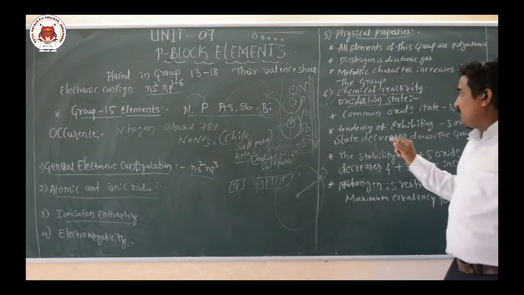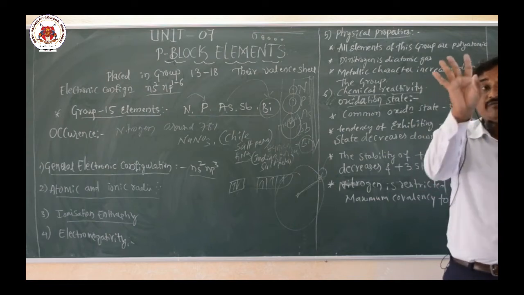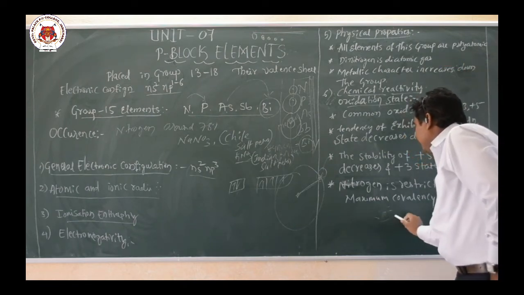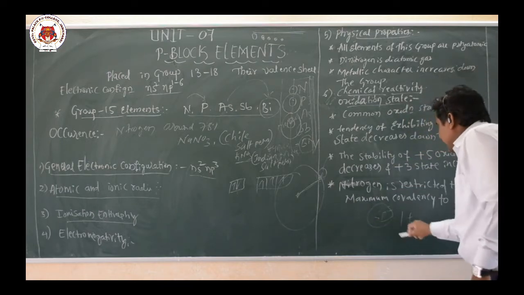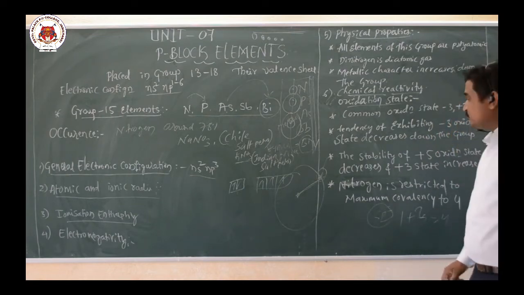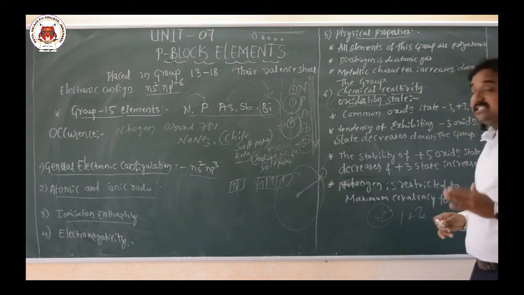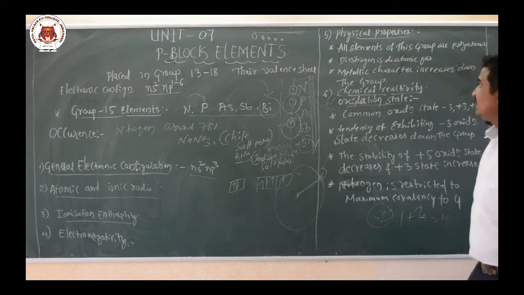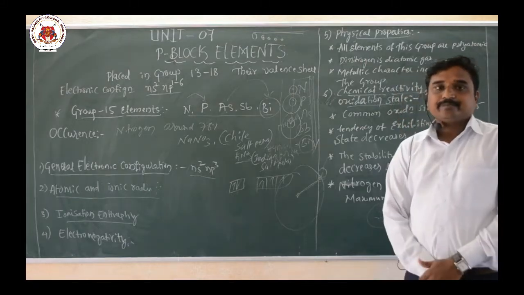One more thing: nitrogen is restricted to a maximum covalency of 4, because nitrogen undergoes sp3 hybridization, as it has a maximum of one s and three p orbitals. So totally we have 4 orbitals available. For that reason nitrogen is restricted to a maximum covalency of 4. So these are the chemical properties of group 15 elements.